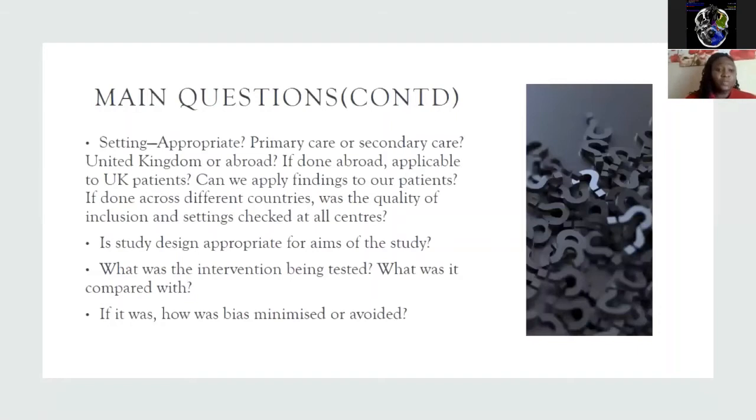So the other main question you want to ask is, is the setting appropriate? Is it primary care or secondary care? For instance, is it in the United Kingdom or abroad? If it's done abroad, was the quality of inclusion and setting the same? Did they check all this at all centers? And was the study design appropriate? Then, if there was bias, how was the bias minimized or avoided?